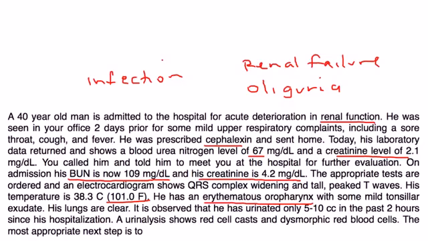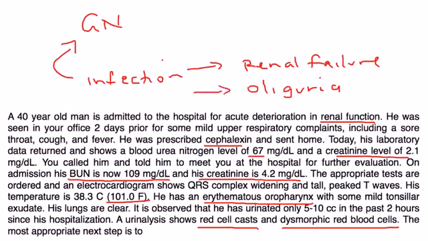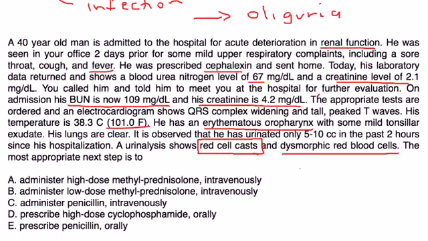Urine analysis shows red blood cell casts and dysmorphic red blood cells. The most appropriate next step is 2. So there's no doubt that he's got glomerulonephritis, which was caused by an infection, presenting with renal failure and some symptoms, fever, and some very, very specific test results. So what do you do to treat this?